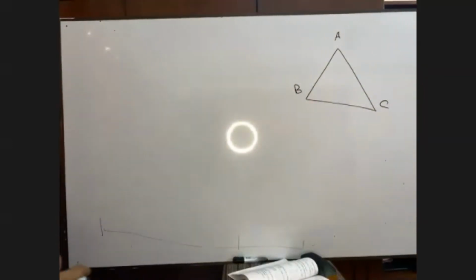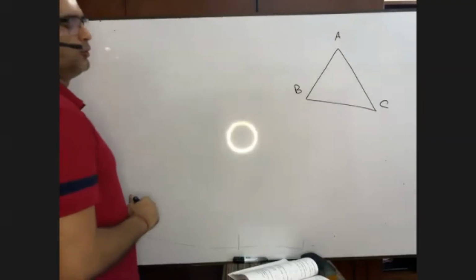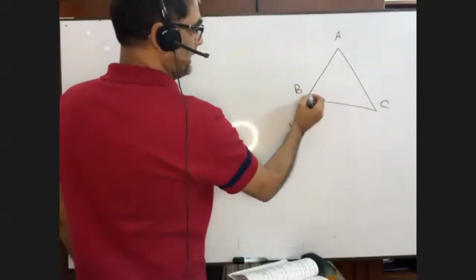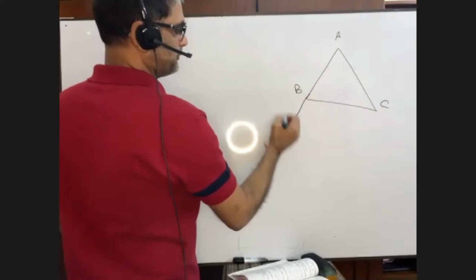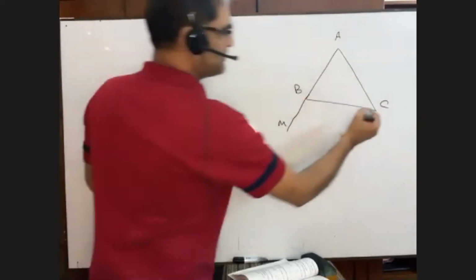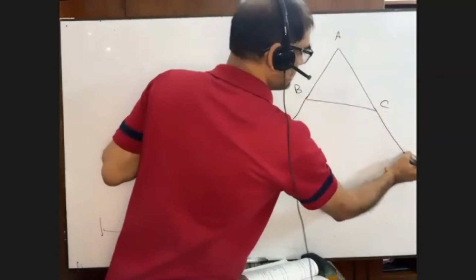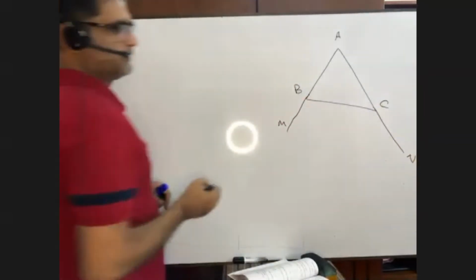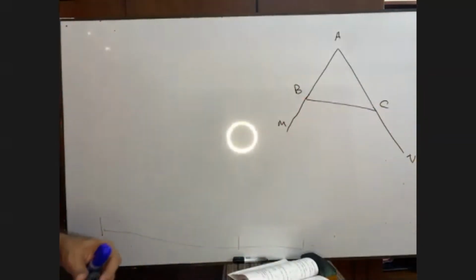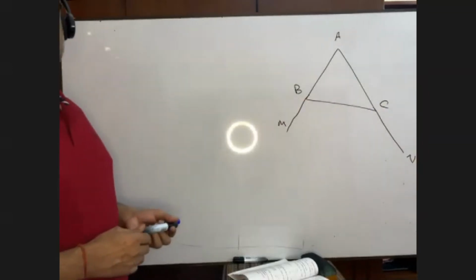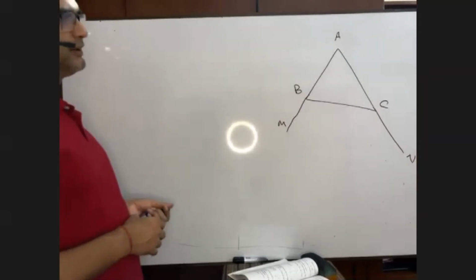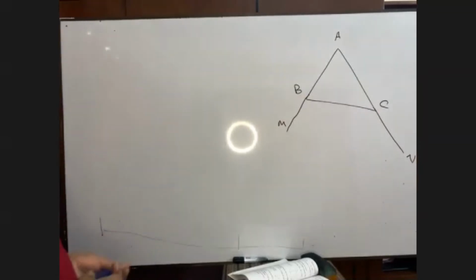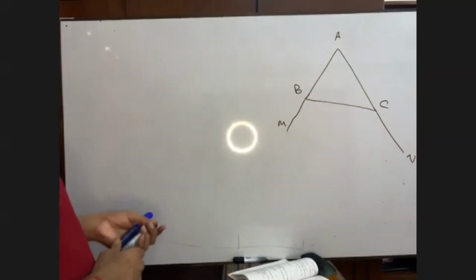ABC is a triangle. We don't have any confusion. AB has been extended, suppose up to M, and AC has been extended, suppose up to N. Okay, you understand? Yes, sir. ABC is a triangle, but we have extended two sides. AB and AC have been extended up to M and N respectively.